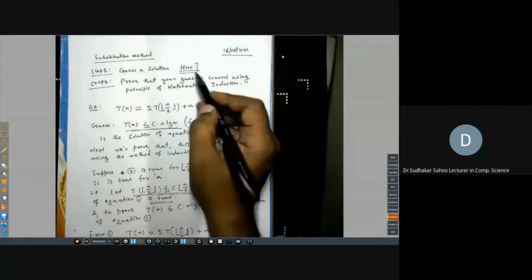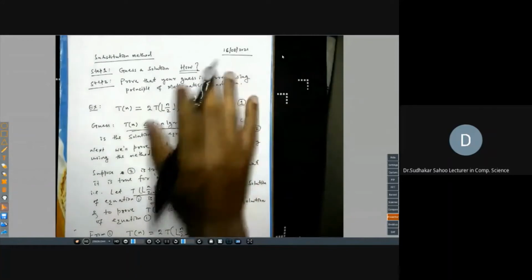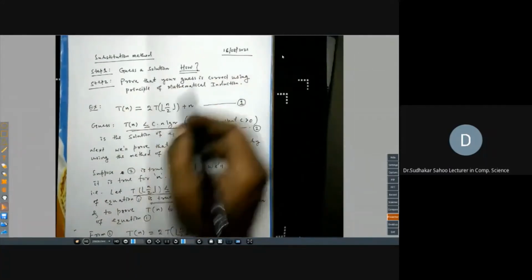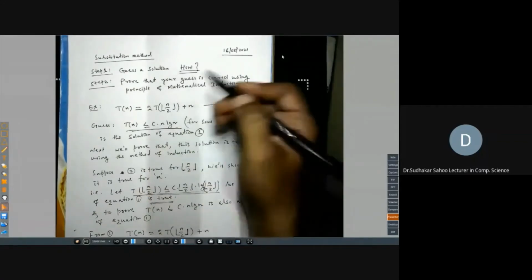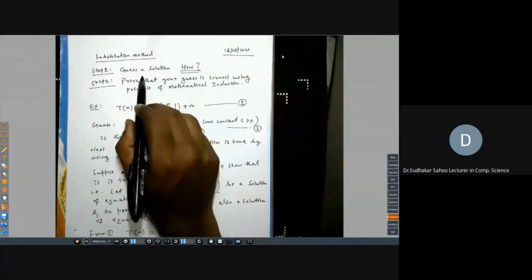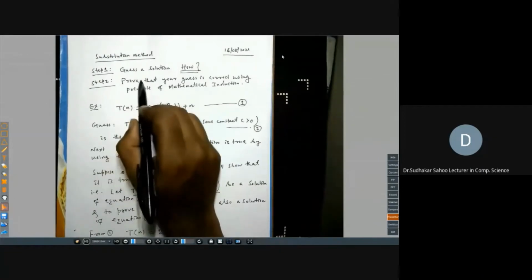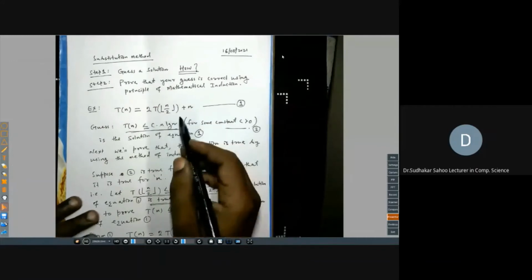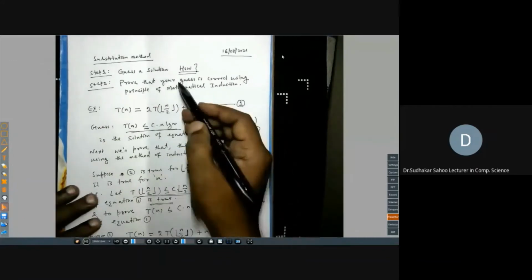So how to guess? There is no shortcut, no specific way to guess for a general problem. But sometimes your recurrence tree method or iteration method may guide you to a correct guess. Sometimes your previous experience also will help you to give a guess.